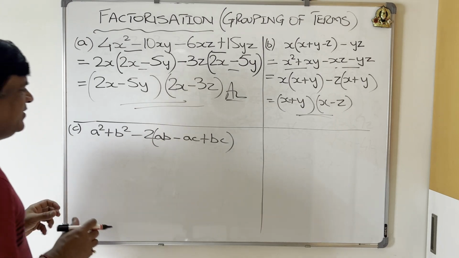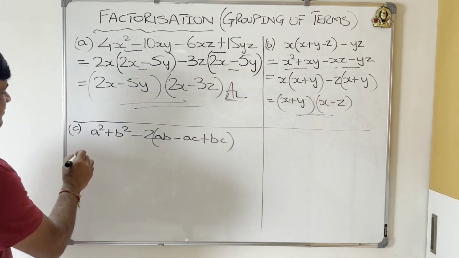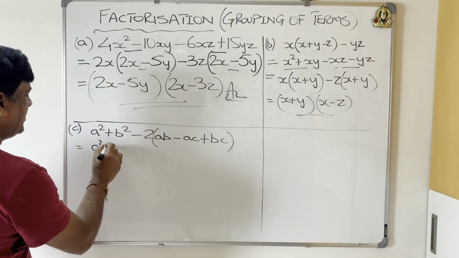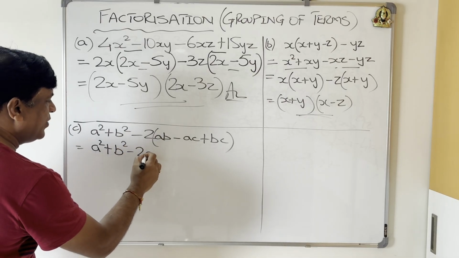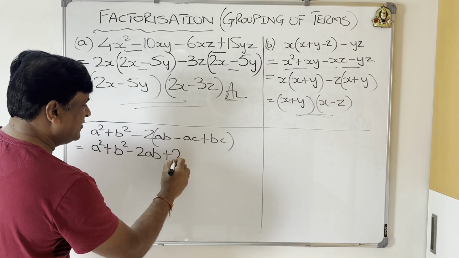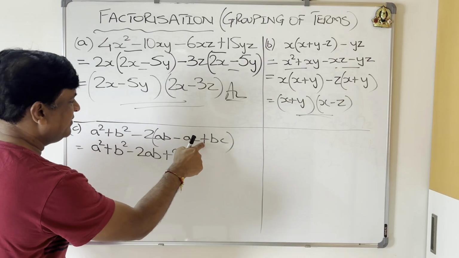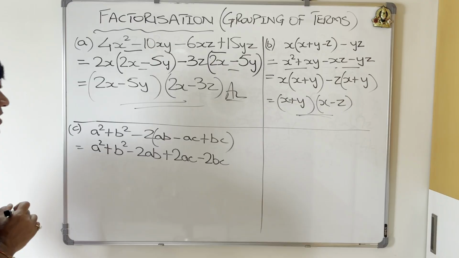This is a little bit tricky; you need to think a little over here to see how to group it. Okay, let's look at it. Let's first of all open this. You have a square plus b square, and when I open it, I get 2ab. This minus into minus will become plus 2ac. This minus 2 into plus bc will become minus 2bc. Okay, good.